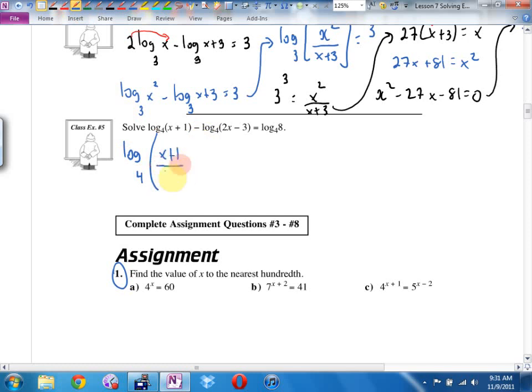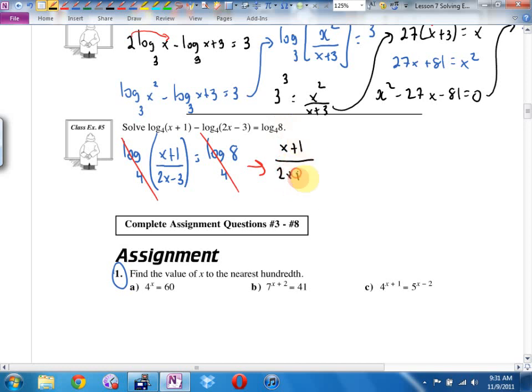Do I have one term equals one term? Check. Oh, do I have one log equals one log? Then the logs cancel. No, I'm taking the analog of both sides. Well, they cancel. I can go, thunk. My equation is really going to be x plus 1 over 2x minus 3 equals 8.